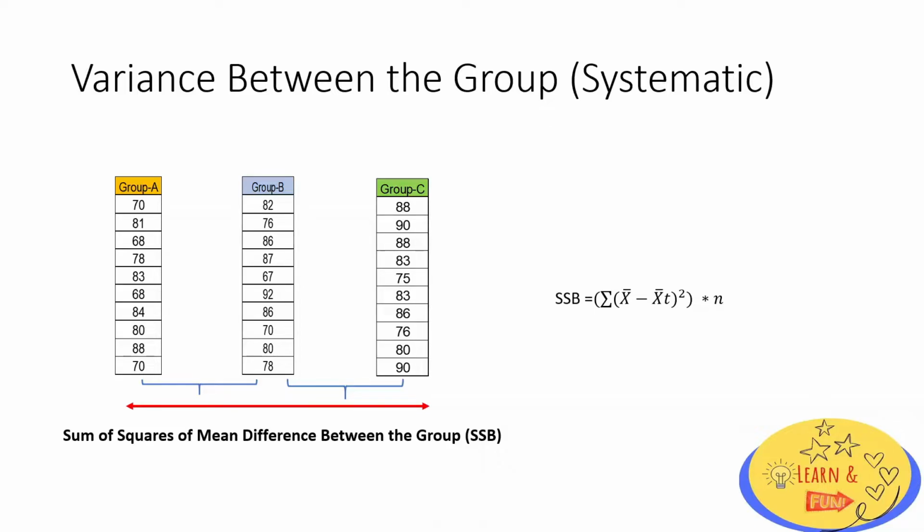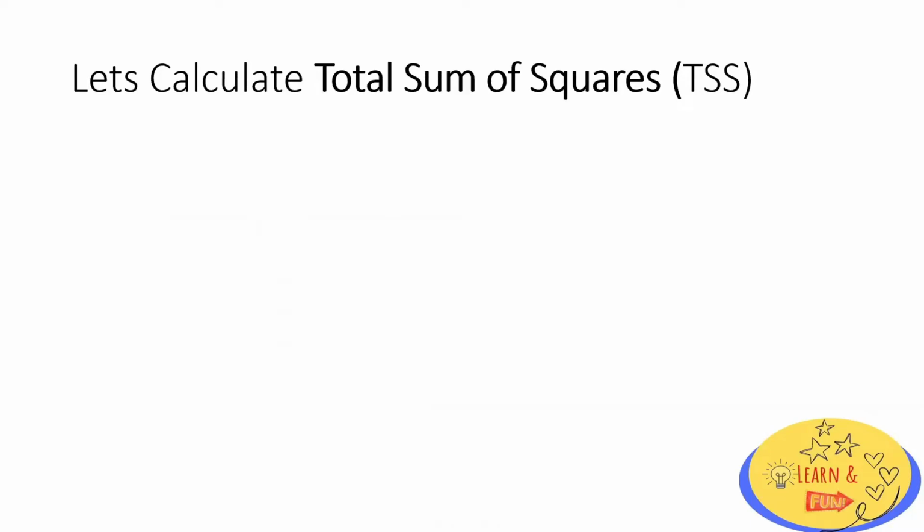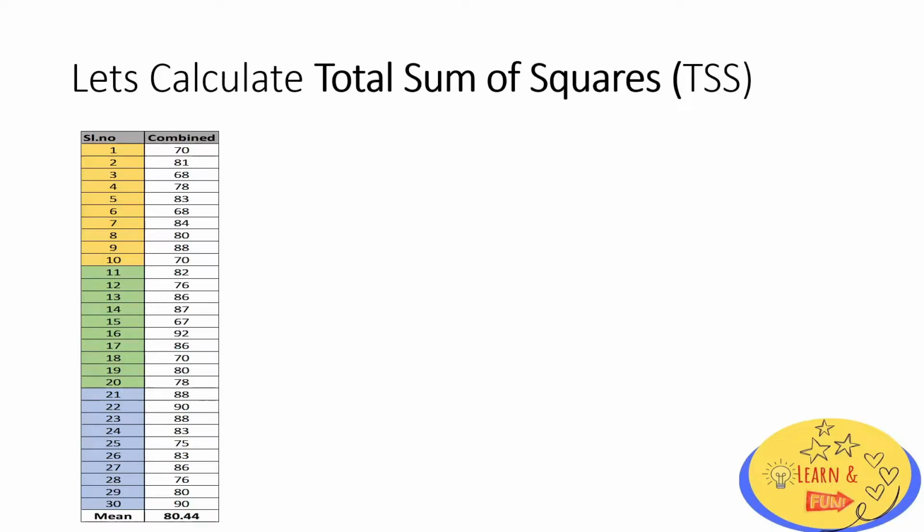Let's calculate first the total sum of squares. As pointed out, the total sum of squares is calculated by combining all the three groups and then taking the mean, which is 80.44. So now you find the difference between the observation and the mean. That basically means how much they are deviating from the mean, which is captured here, which is x minus x-bar. This is x and this one is x-bar. So this is 70 minus 80.44, and you get the answer as this.